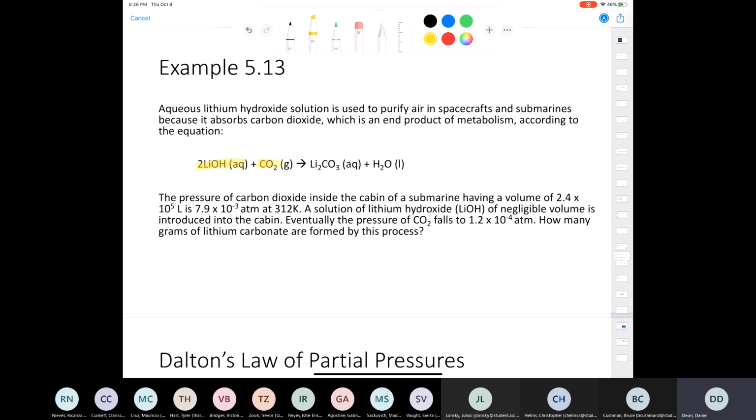or a submarine, right? Because it's a closed system and you don't want to pollute the air with too much carbon dioxide. You end up forming water and lithium carbonate, just a solution of lithium carbonate, which doesn't hurt anybody. Well, let's take a look at the question.